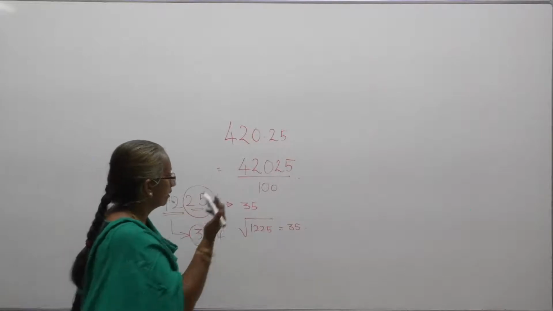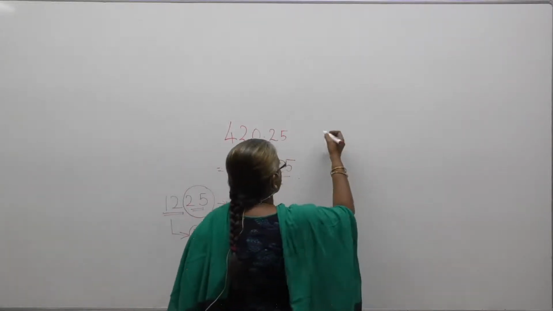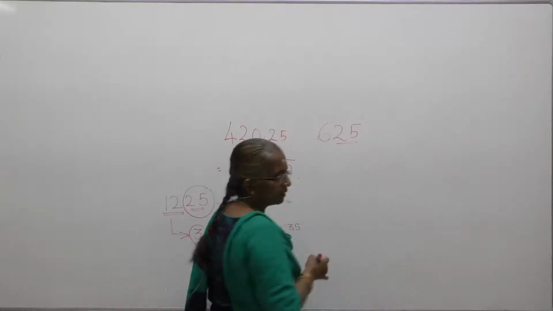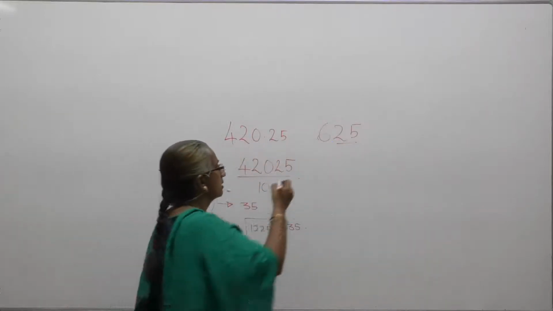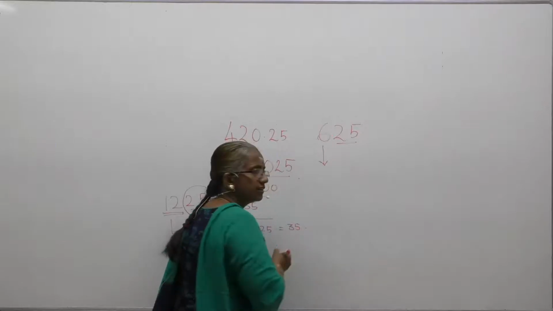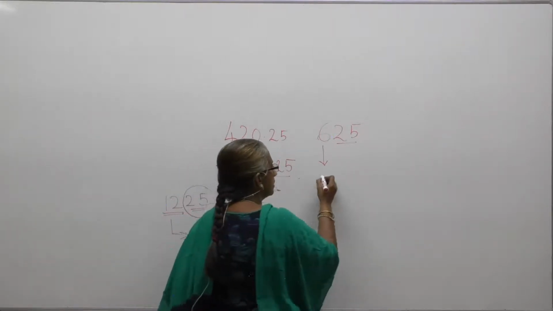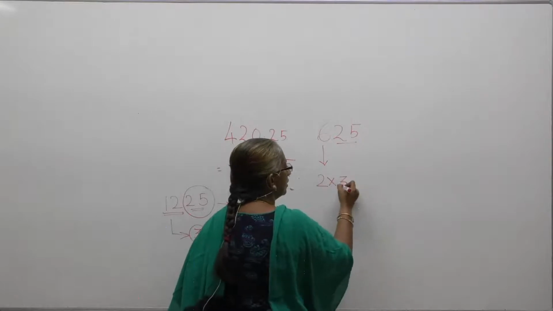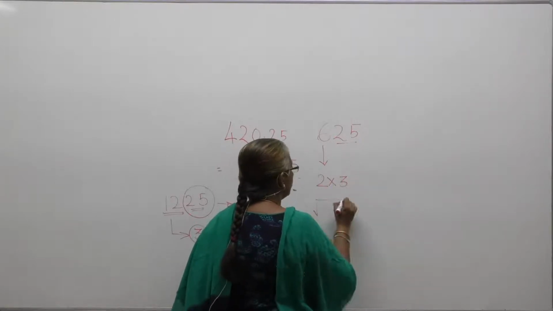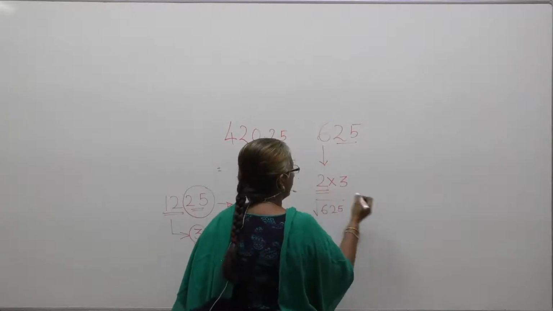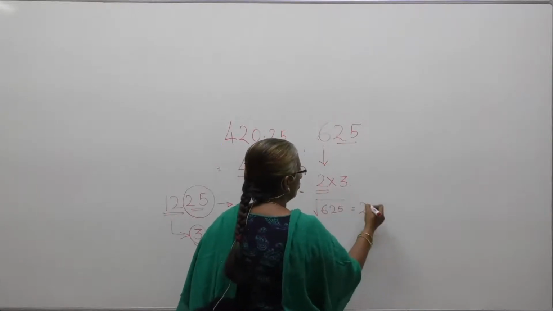Likewise, you can check many other numbers. Say for example, 625. Leave the 25. The first digit is 6. Can you express 6 as a product of two consecutive numbers? Yes, you can express this as 2 times 3, right? So the square root of 625 is, you take the first number with the lower number, which is 2, and then 5.